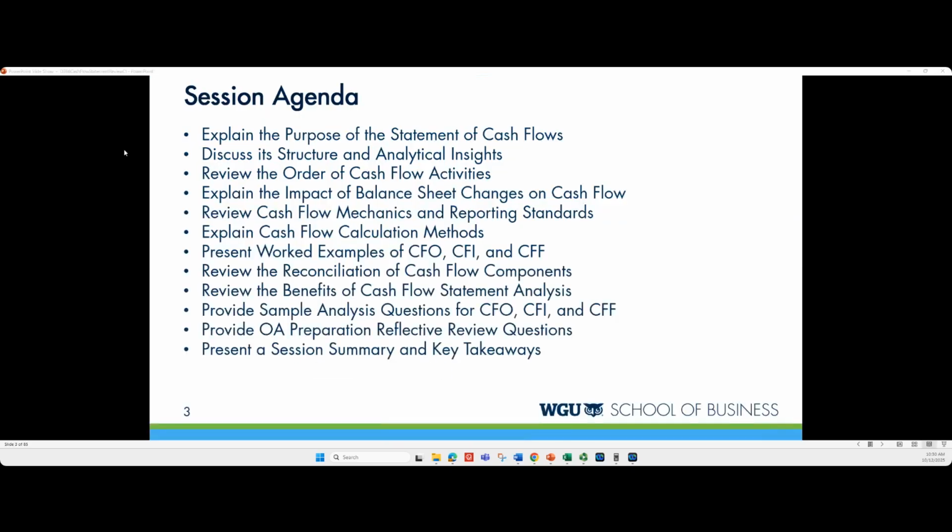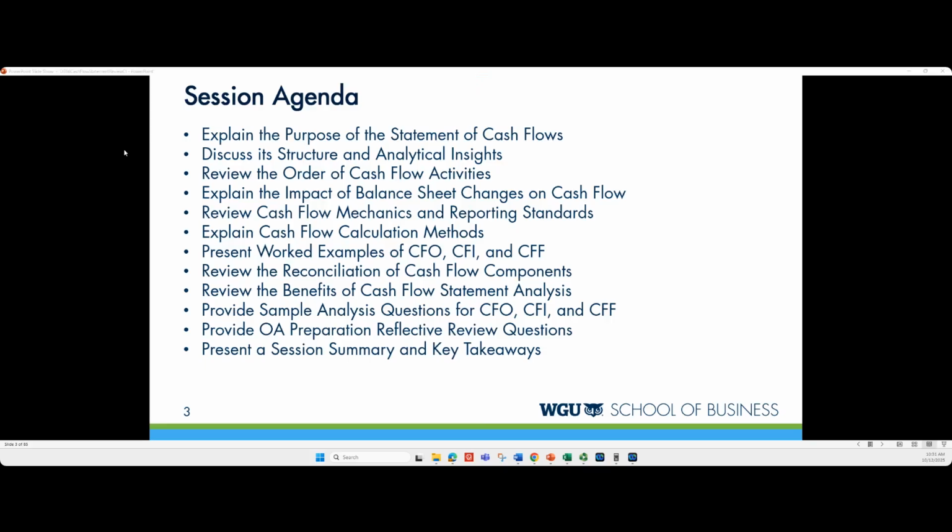For this session, we'll explain the purpose of the statement of cash flows, discuss its structure and some analytical insights it presents. We'll review the order of cash flow activities, explain the impact of balance sheet changes on cash flow, review cash flow mechanics and reporting standards, explain the cash flow calculation methods that we apply. We'll present worked examples of calculating cash flow from operations, which is CFO, cash flow from investing, which is CFI, and cash flow from financing, which is CFF. We'll review how we reconcile the cash flow components.